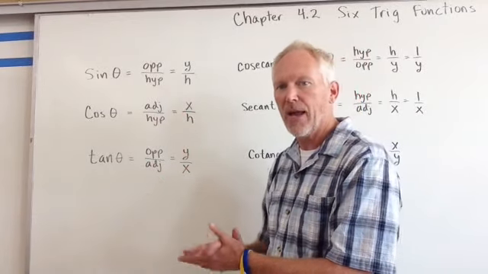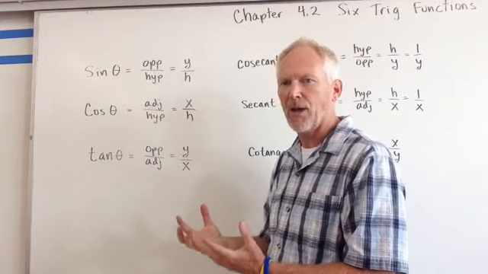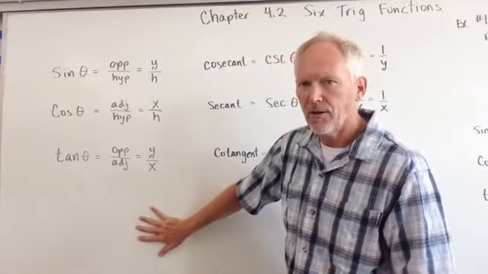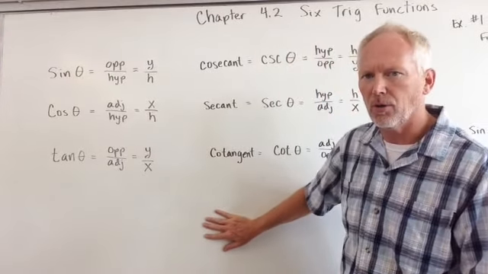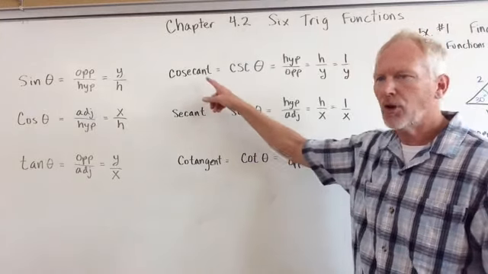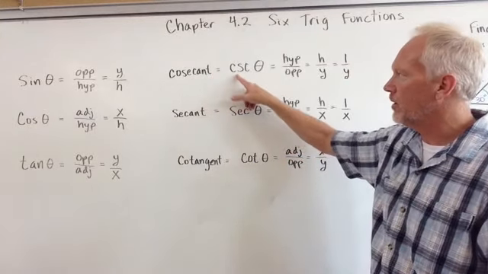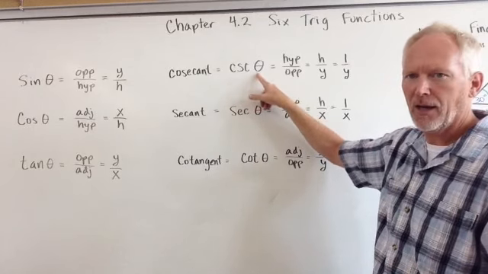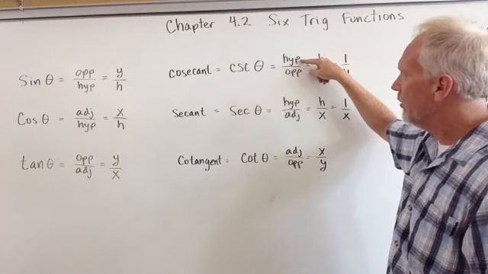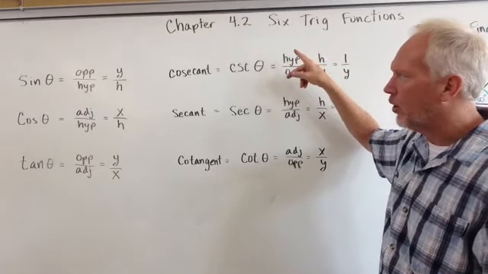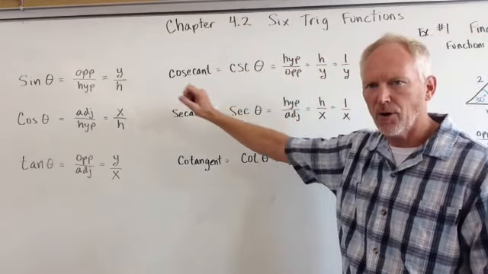Now, in order to introduce the next 3, we're going to look at them as what we call reciprocal identities. So they are these functions in the reciprocal realm. So let's see what we have. We have cosecant, which is shortened to CSC. So the cosecant of theta is the hypotenuse over the opposite. So again, it's the reciprocal of the sine function.